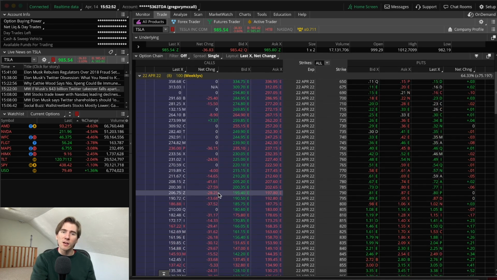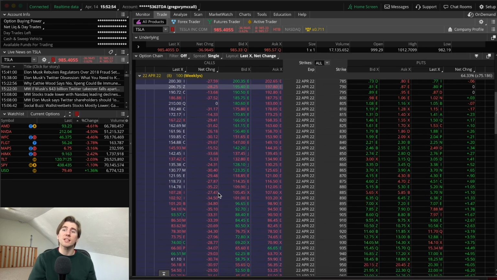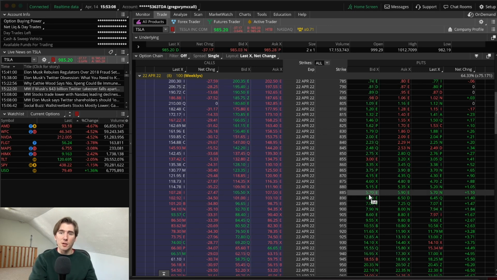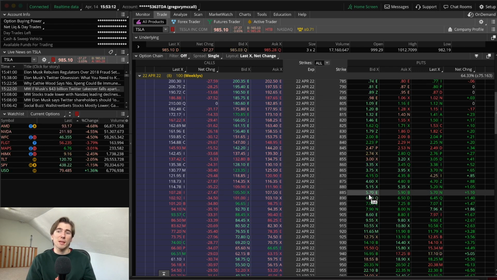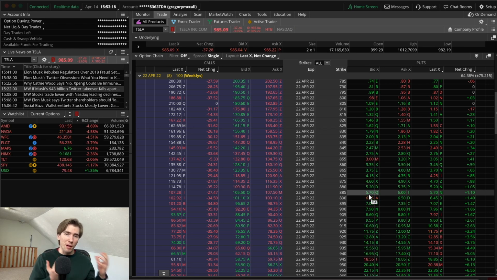So if you were to buy one of these call options, you would want Tesla to be above $1,065 in order for you to make a profit based on implied volatility. But if you think that Tesla is going to have a negative earnings report, then you'd be buying a put option on the right, and you would need Tesla to be below $910 in order for you to make a profit based on implied volatility.